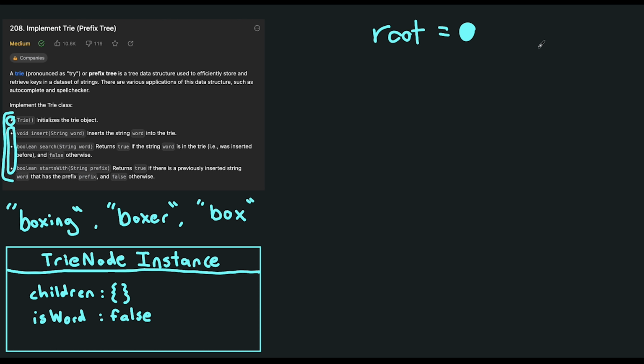So it's going to have 2 properties. The first is a children property, which is a hash map that initially has no values. And then it has an isWord Boolean that is initially set to false. Okay, so now we've created this node with those 2 properties. And that is us initializing the trie object. So any tree at the beginning is just a root node.